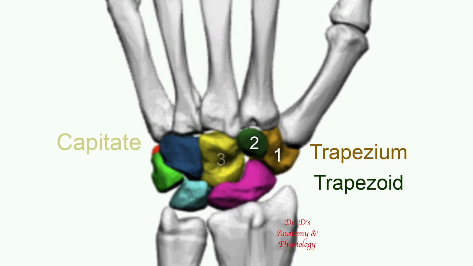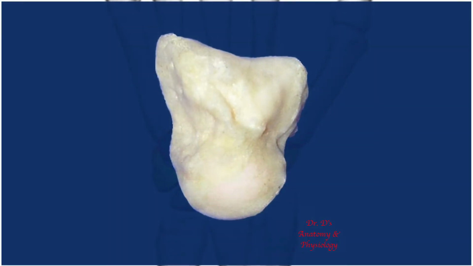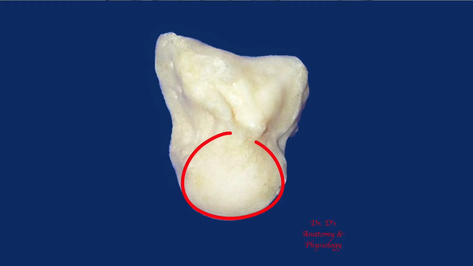The third bone is the capitate, and the word capitate means having a head. Why is it called this? Here is an image of the isolated bone. Note that the bone has a rounded proximal end, which suggests a head.